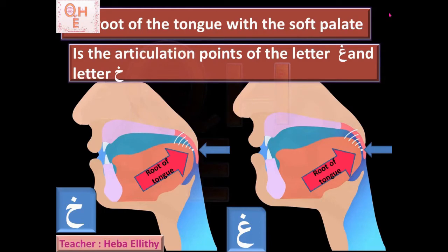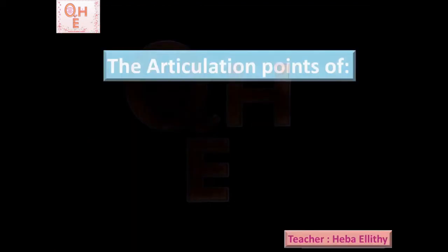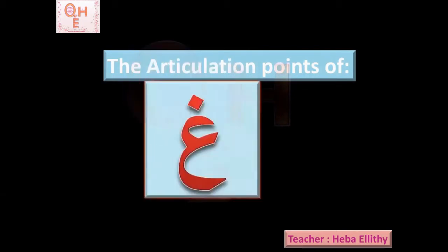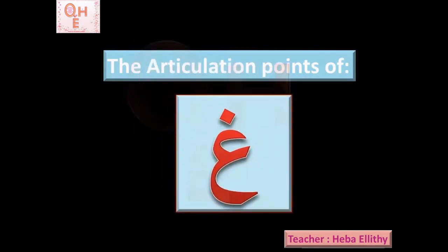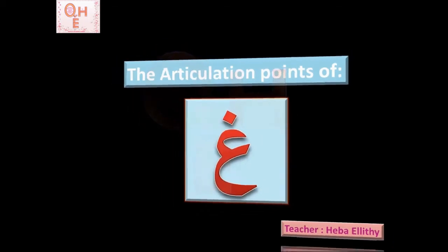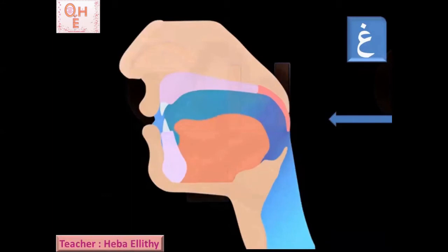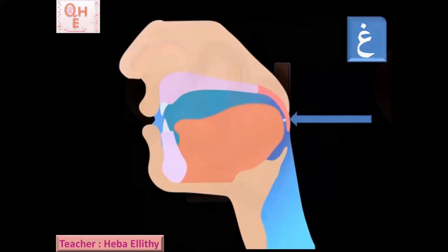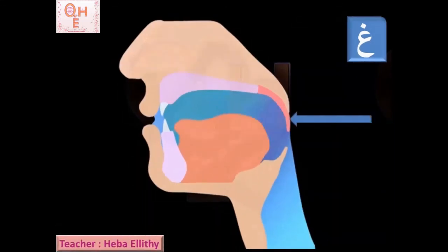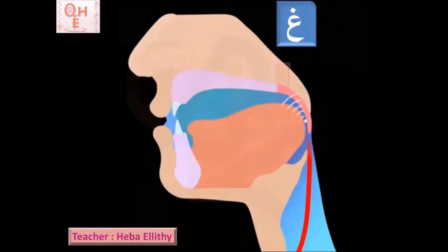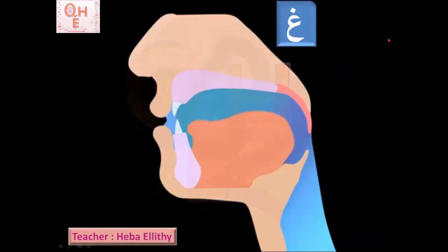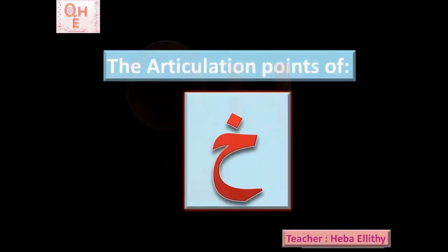Let's go and listen to letter ghain. أغ غا غي غو، غالب. If you look here, you will find that with letter ghain, the tongue does not close the area completely. There is a little space here.